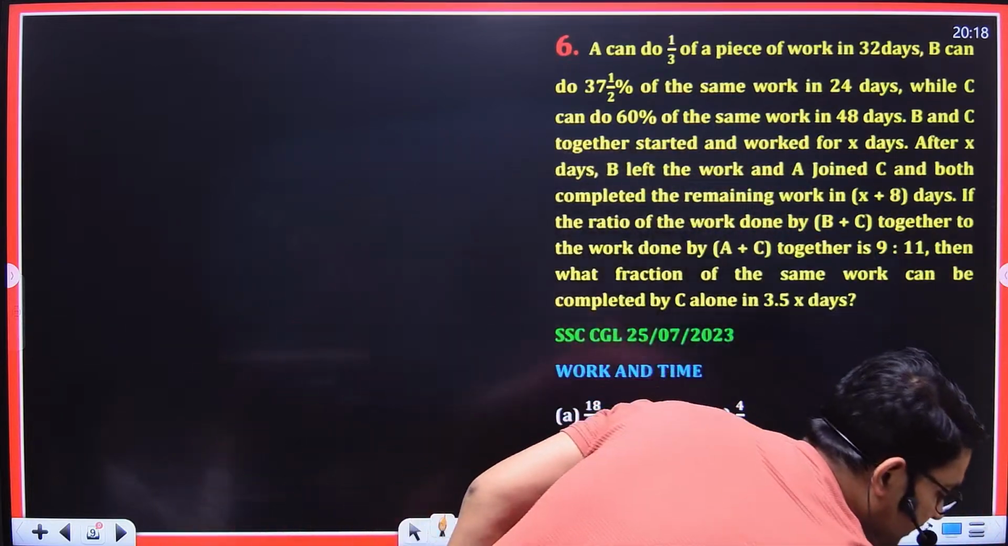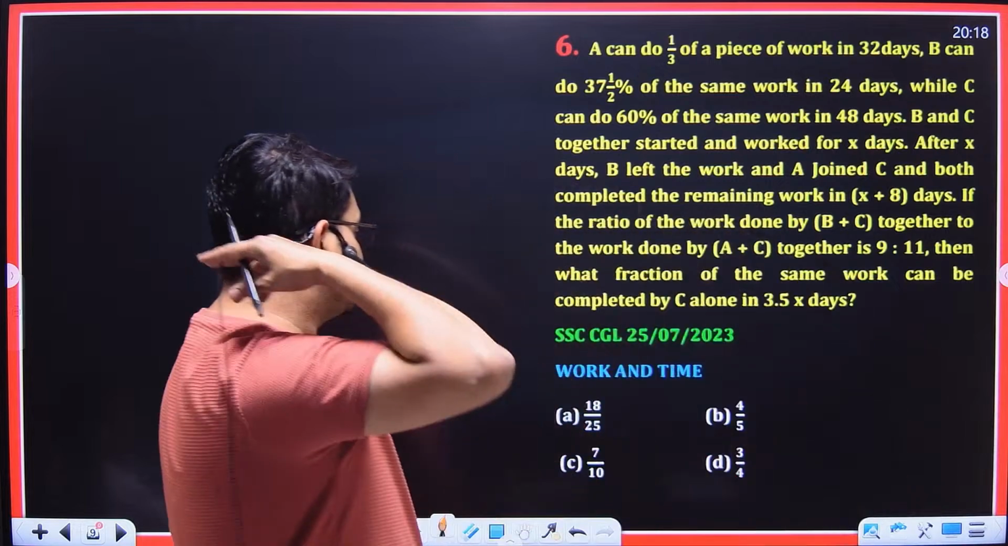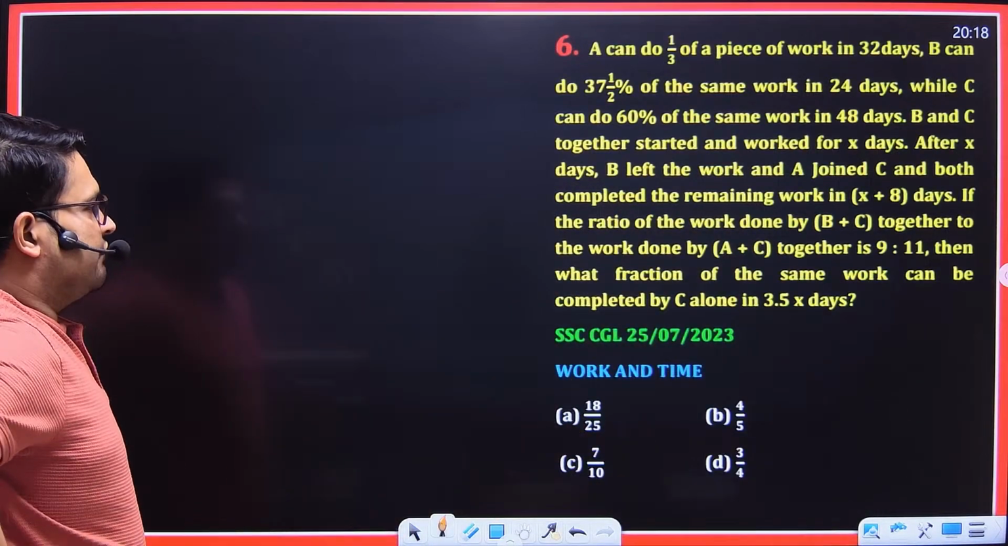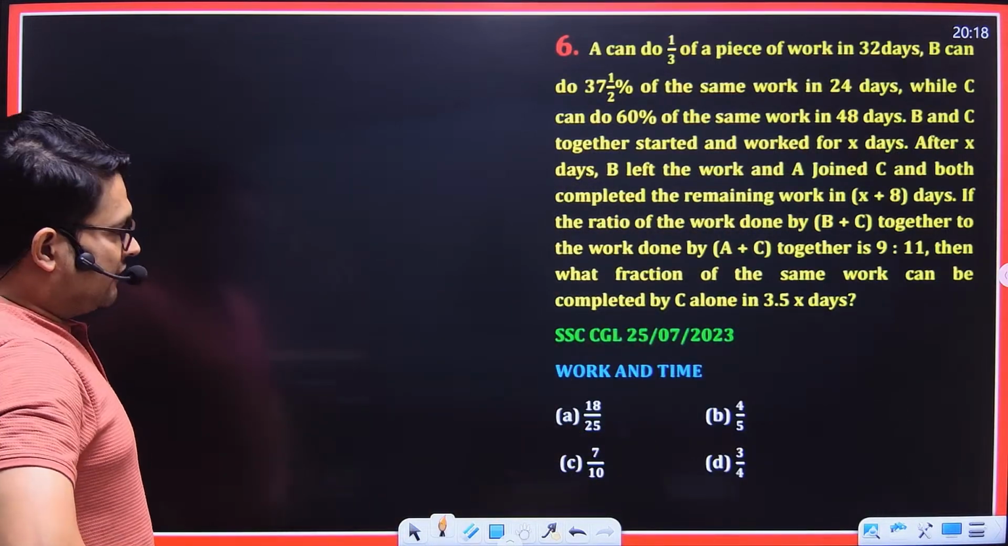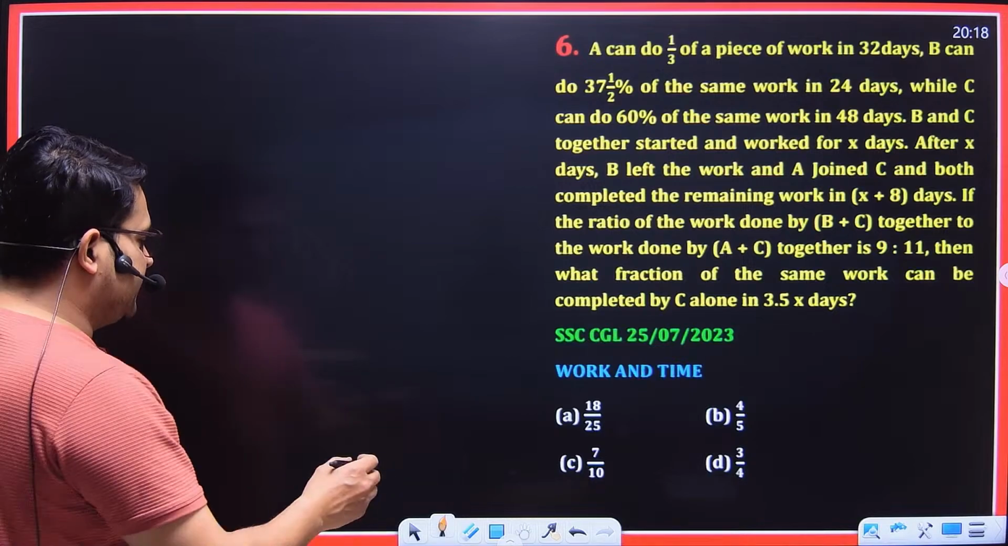So what we have, another question of time and work. So this one is a calculative question. If I go through the question, it seems to be a calculative one.